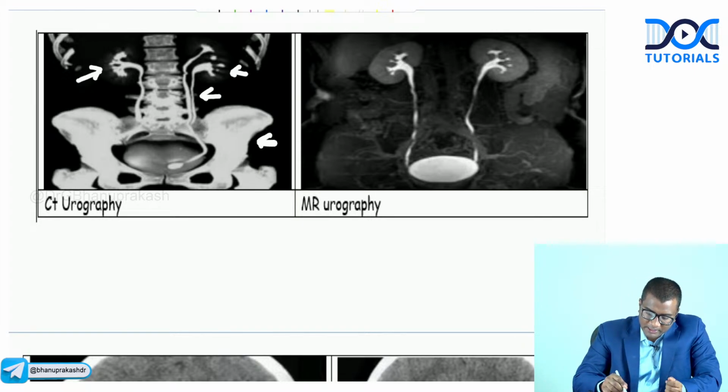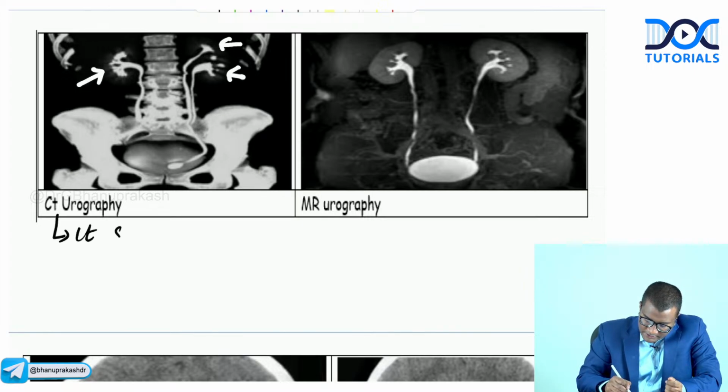And what do you see? How many kidneys are you able to see here? How many pelvicalyceal systems are you seeing? This is the right side, and on the left side you are able to see there is a duplication. So this is a CT urography image showing left-sided duplication.